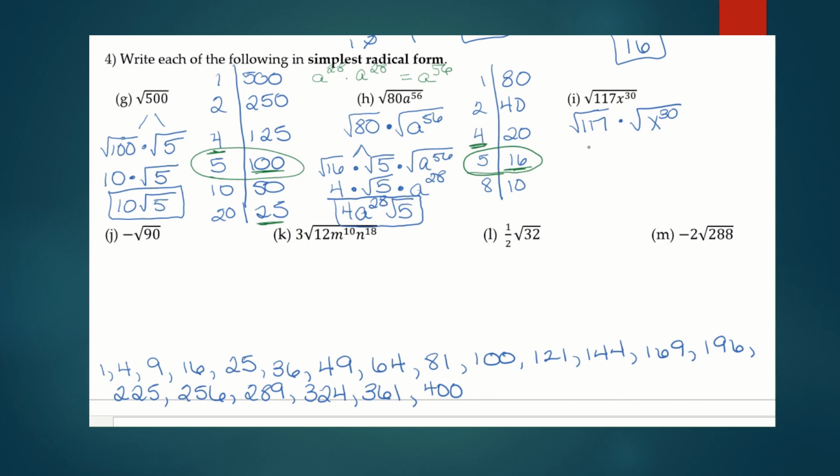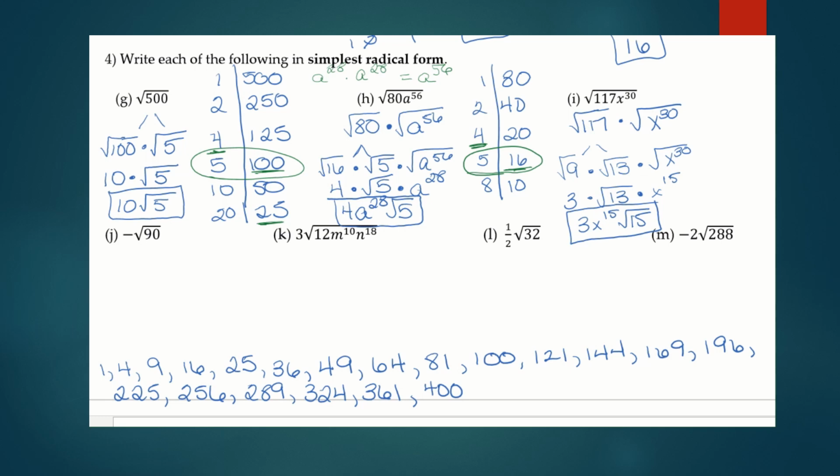Now 117 is not a perfect square, but it does have a factor that's a perfect square, and that is 9. So 9 times 13 is 117. So I'm going to break this apart as the square root of 9 times the square root of 13 times the square root of x to the 30th. Simplifying further, the square root of 9 is 3. The square root of 13 is irrational, we're going to leave that there. And the square root of x to the 30th, cutting 30 in half, I get x to the 15th. My final answer, putting together everything on the outside and then leaving this square root at the end.